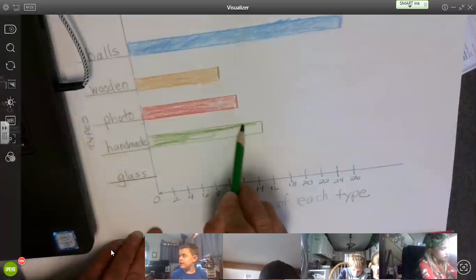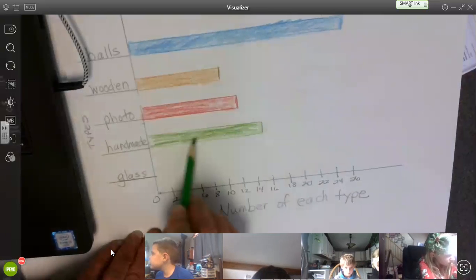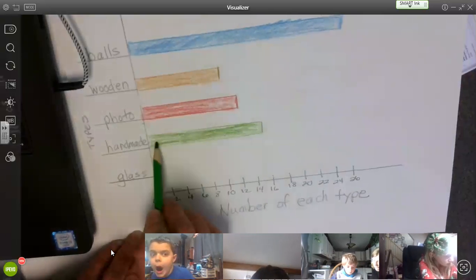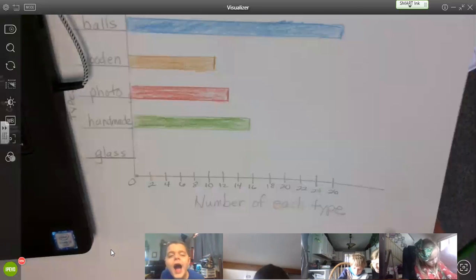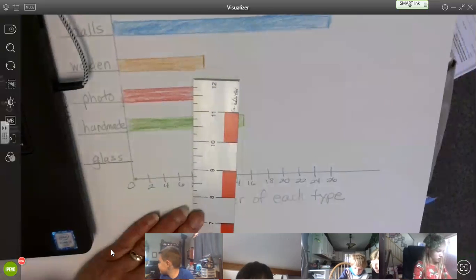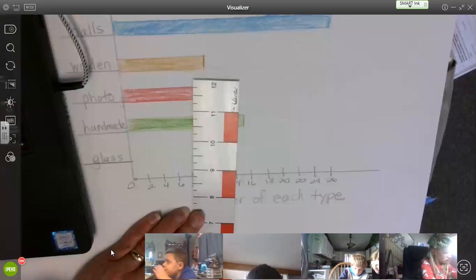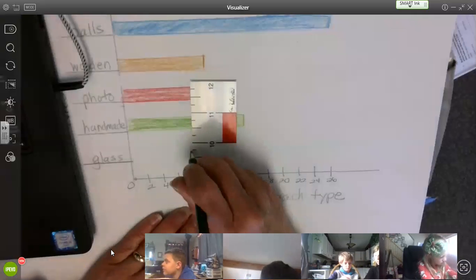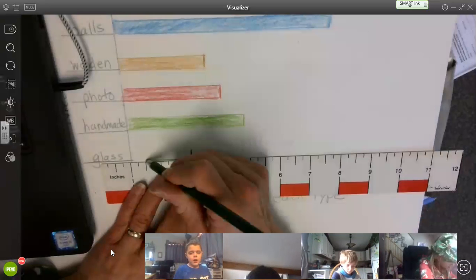But you did it. And last but not least, we have our glass ornaments. And that would be 8. And I got lucky again with that one because counting by twos, 8 is a multiple of 2. So I can just line that up and make my bar graph go right from here to here.